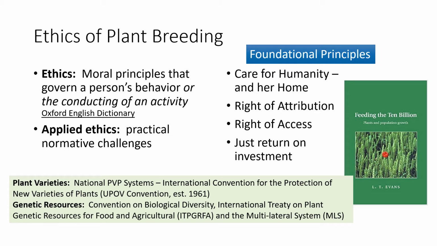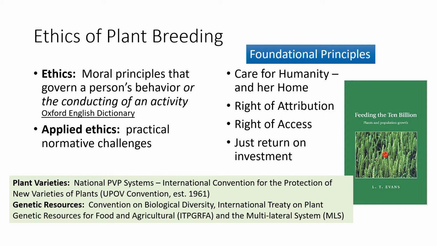These last 3 ethics, when applied to finished varieties, have been captured in a regulatory system. The National Plant Variety Protection Systems and the International Convention for the Protection of New Varieties of Plants ensure attribution, access, and mechanisms for economic return. The raw materials of plant breeding, plant genetic resources, are regulated through another structure, however.